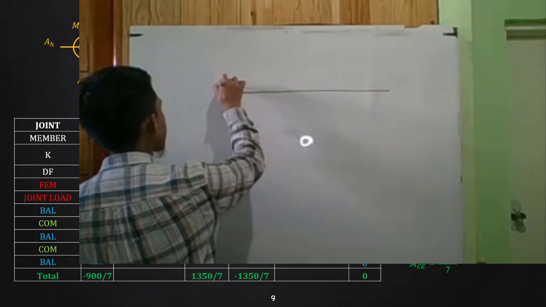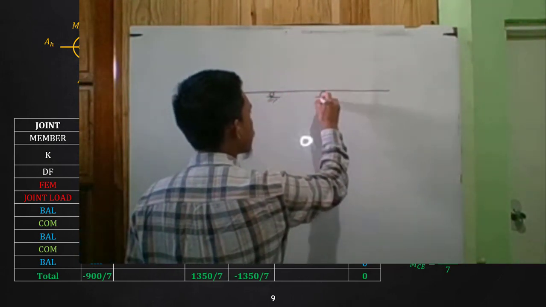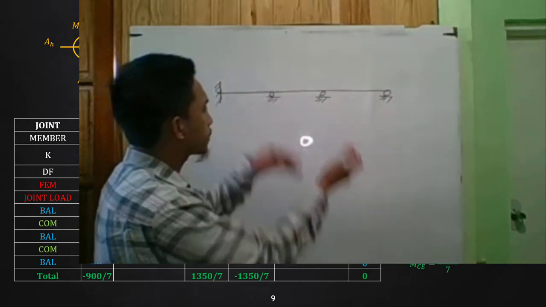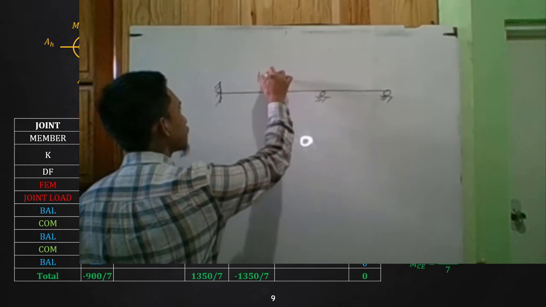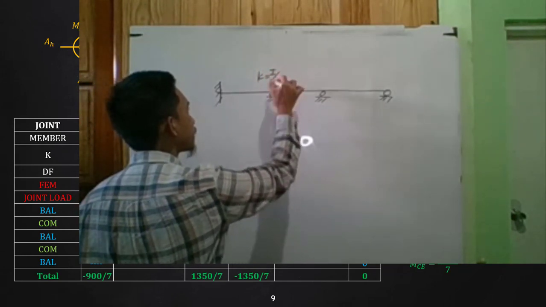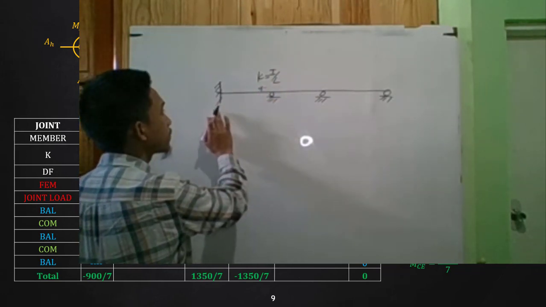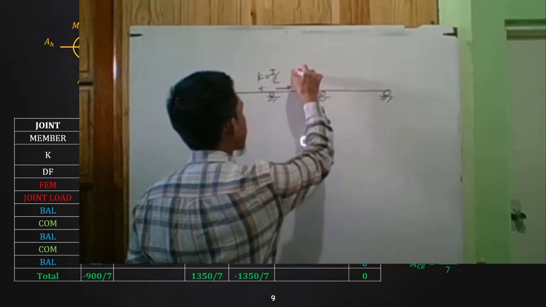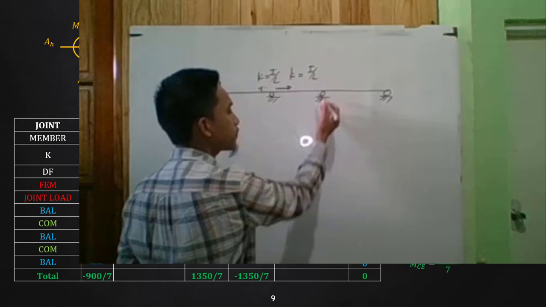Let's have a more complicated view. Let's say that's it. There are rollers. Okay, let's have 3 spans. So your K here is I over L on this side. Why? Of course, that is a fixed end. And this one, K there is still I over L. Why? Isn't it? This is a simple support.